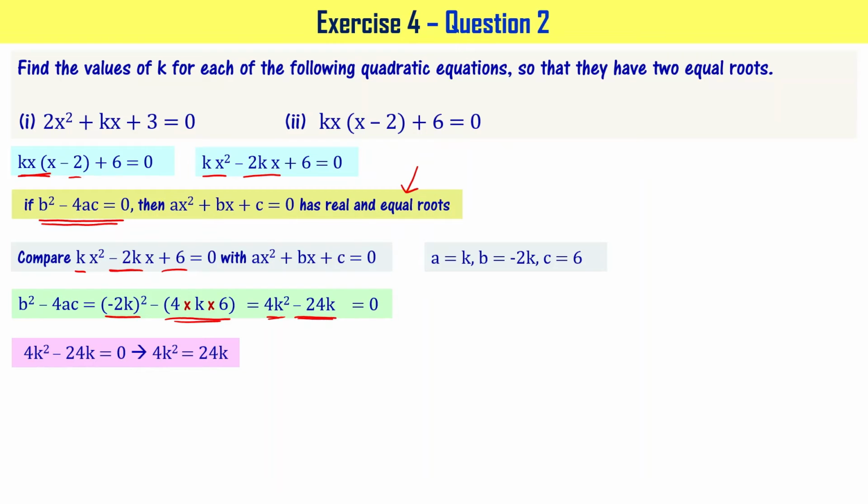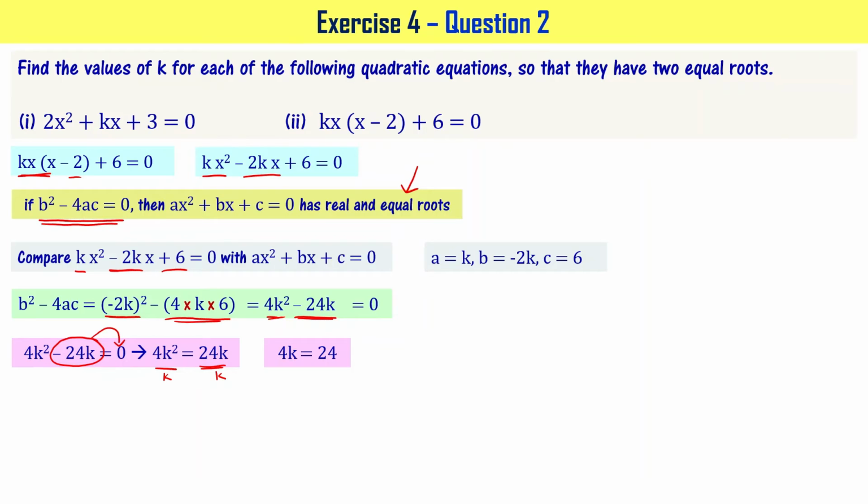The given equation can be written as 4k square equal to 24k. What I have done is I have transposed this minus 24k to the other side. Now you have the equation as 4k square equal to 24k. Let me divide both sides of the equation by k. When I do that, the equation becomes 4k equal to 24, right?